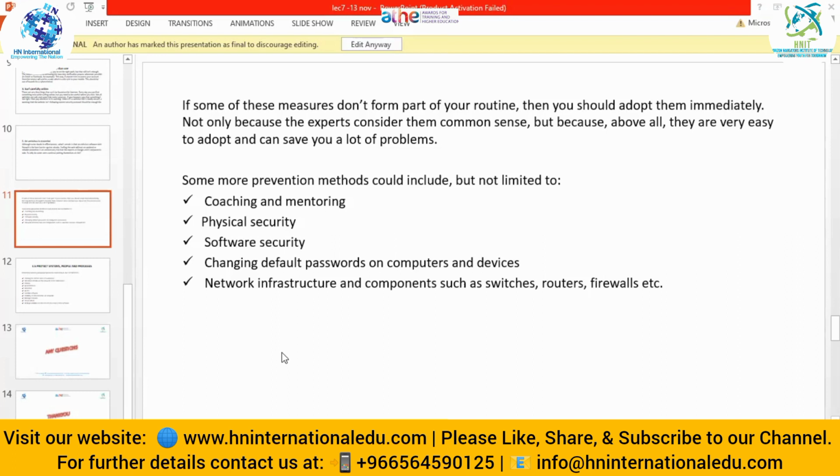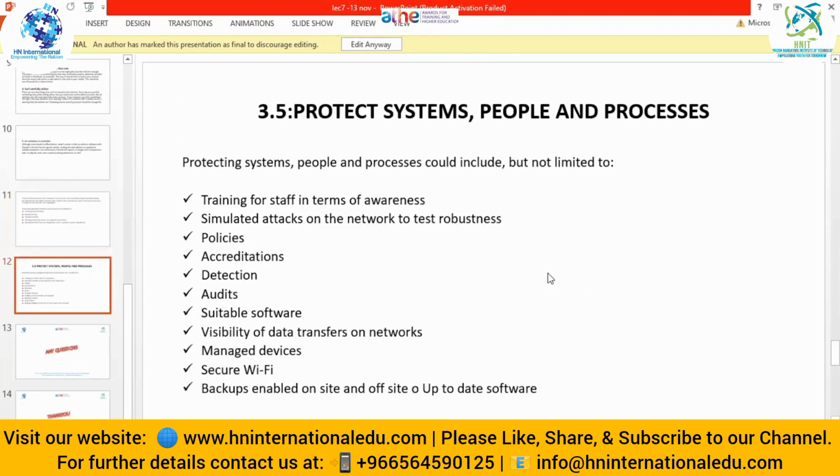Changing default passwords on computers and devices. There shouldn't be default passwords like 000, 111, 1010. These are too basic. Then there are network infrastructures and components such as switches, routers, and firewalls. You should be aware of that: what you are doing, and how you can save your computer, or how you can save your internet. Our last slide is about protecting systems, people, and processes.